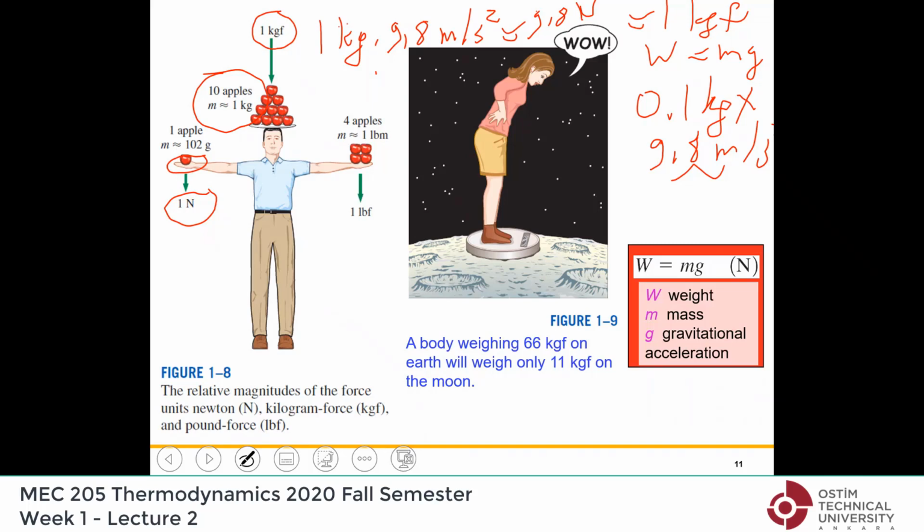The mass doesn't change no matter where you go, but the weight changes because it depends on the force of gravity. If, let's say, you go to the moon, then you will weigh a fraction of what you weigh right now, about 1/6. If you weigh 66 kilogram force, when you go to the moon, you will weigh only 11 kilogram force. So a very fast way to lose weight if you want to lose weight.